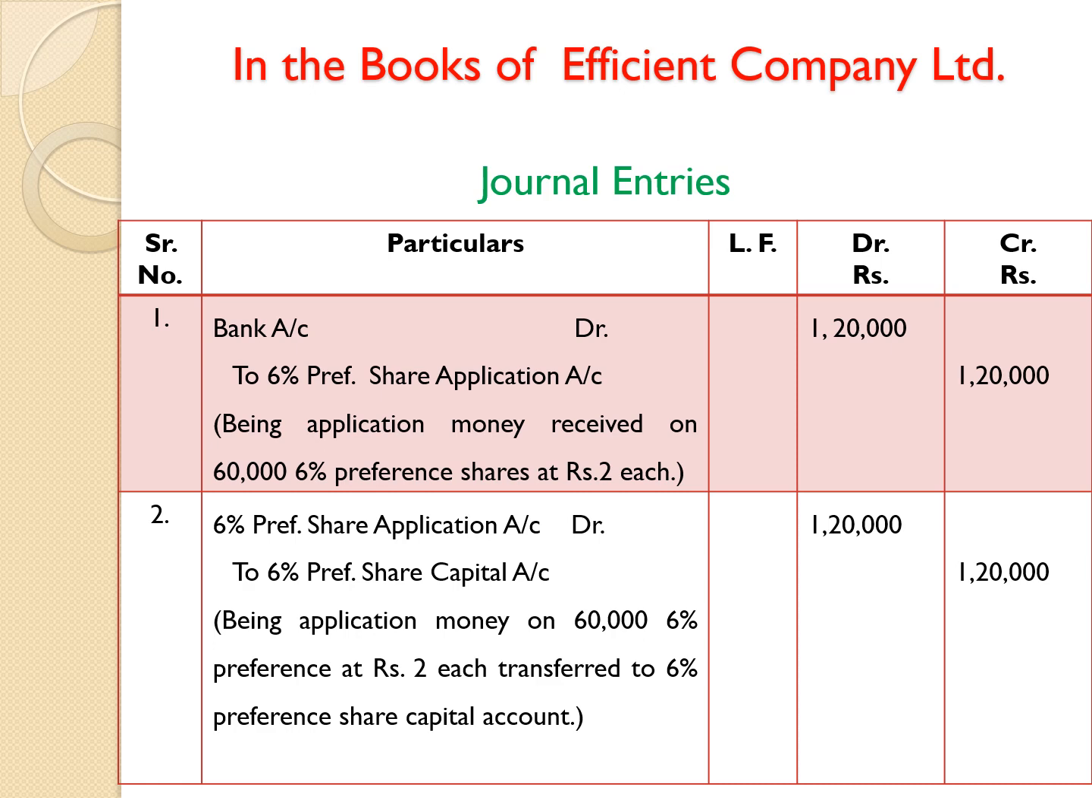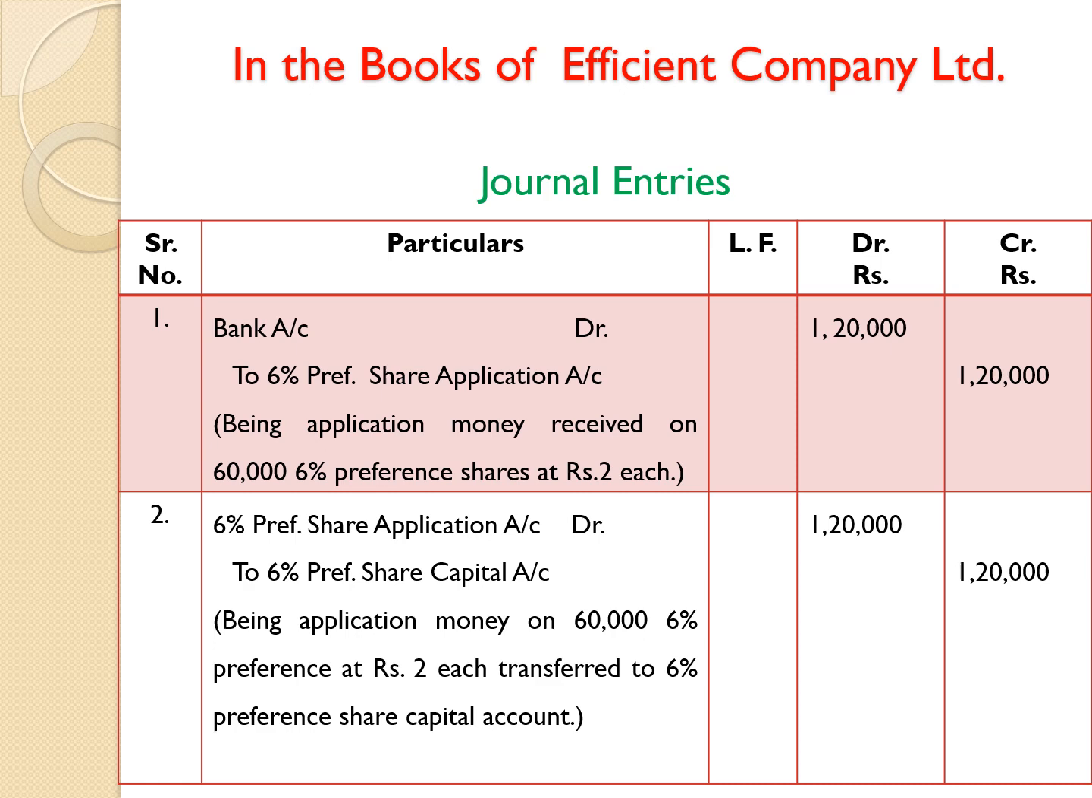Therefore, entry: money received means bank account debit 1,20,000. That money is received on account of application. Therefore, we are giving here credit to application account, recorded as 2. 6% preference shares application account 1,20,000. Narration being application money received on 60,000 6% preference shares at rupees 2 each. That is entry number 1.